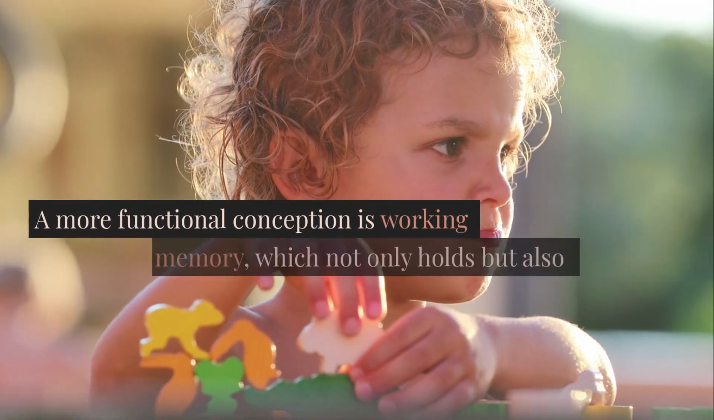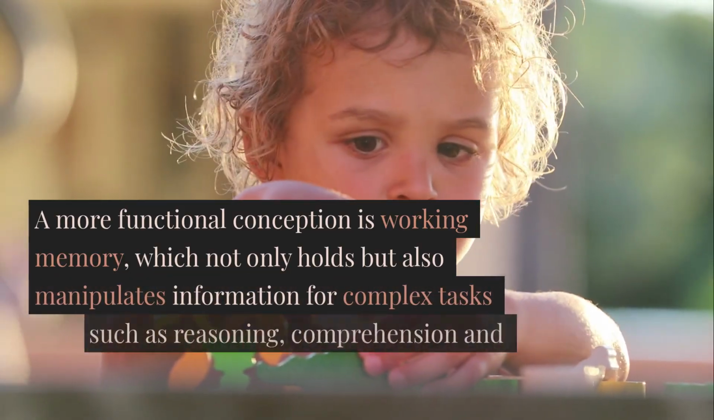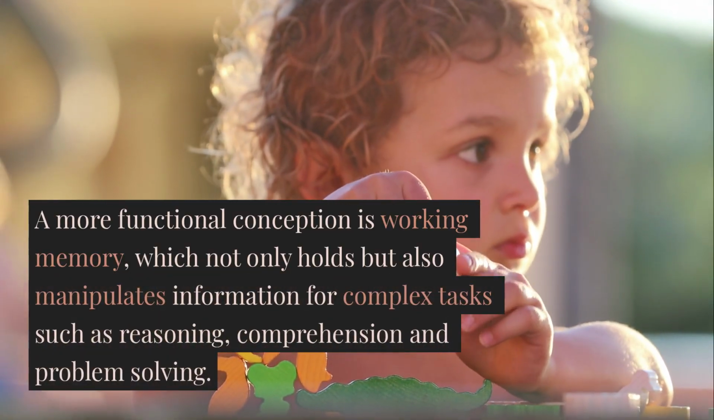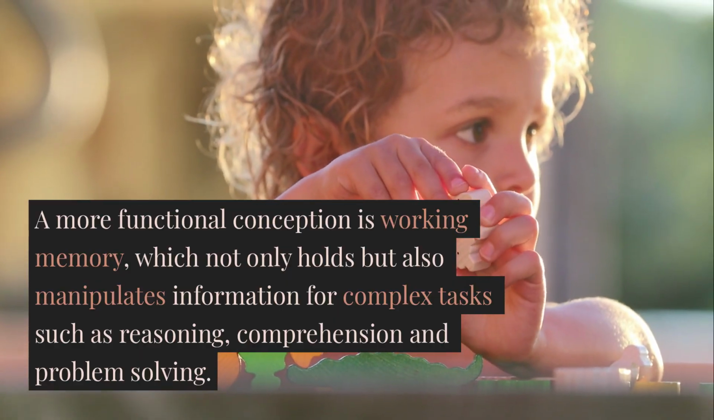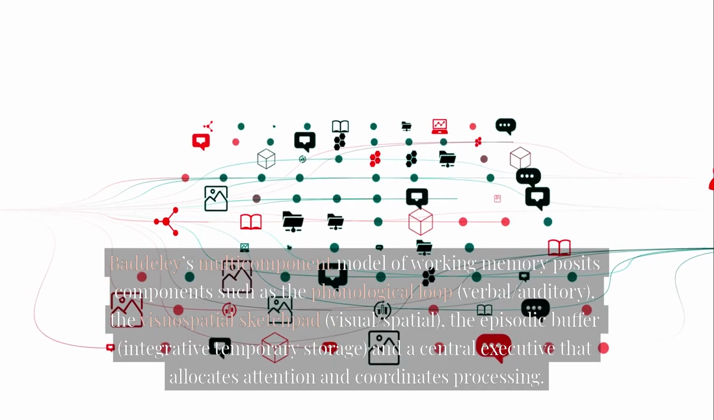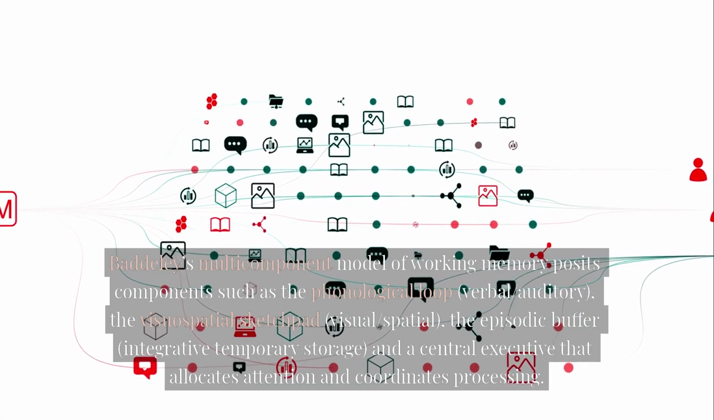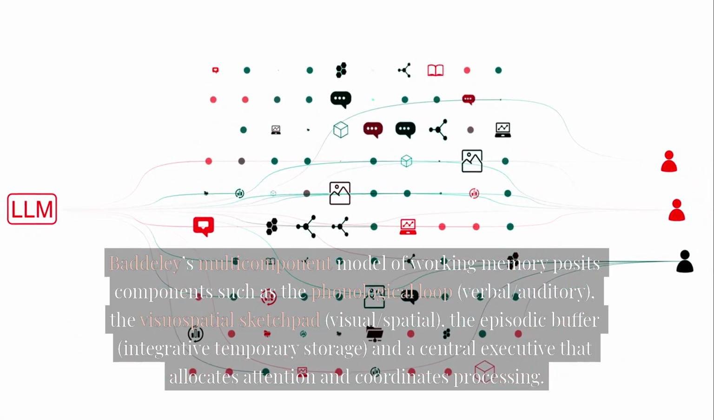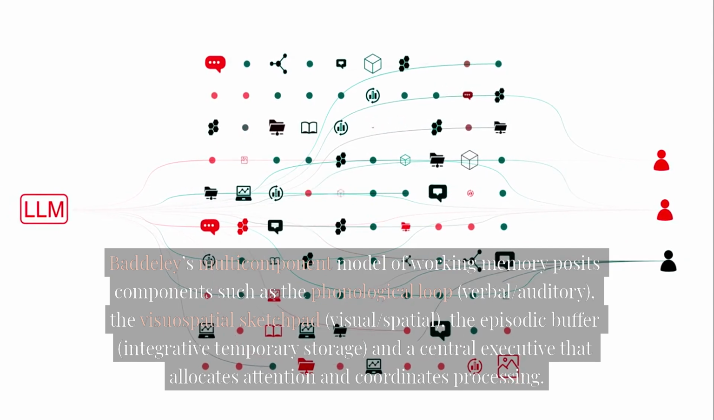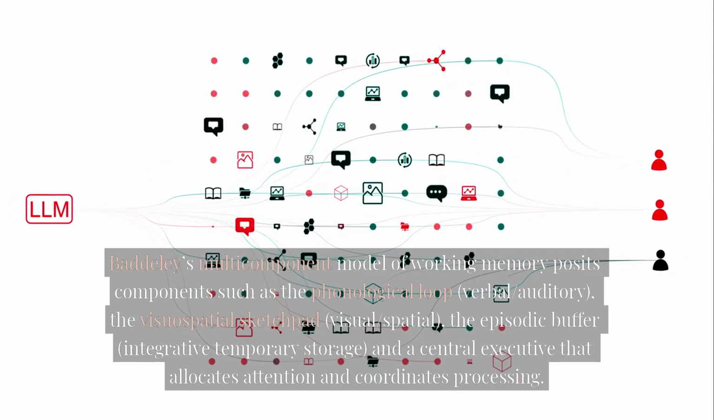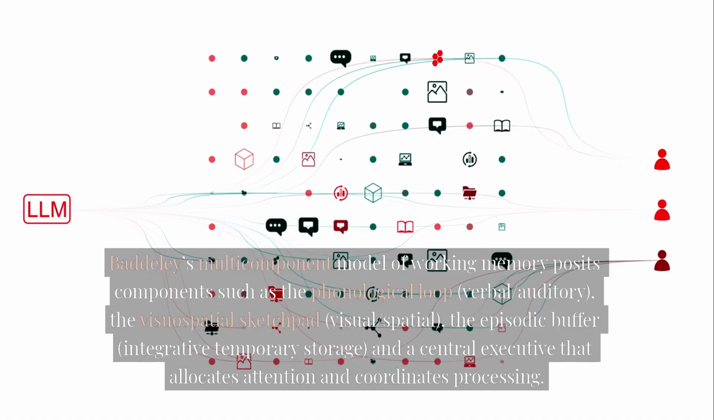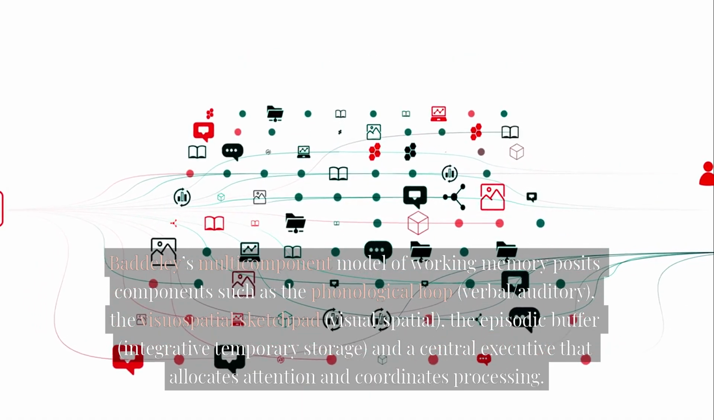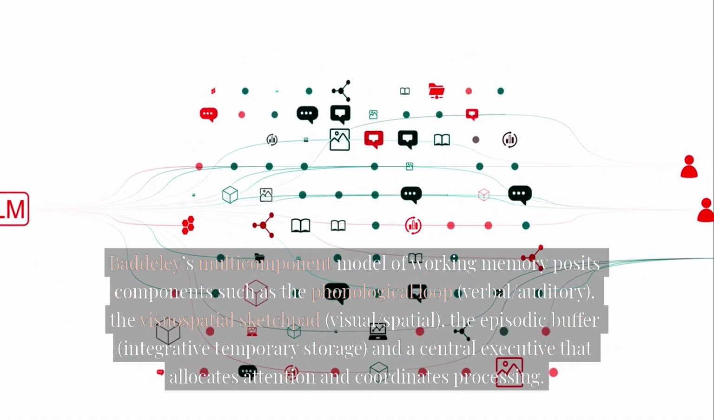A more functional conception is working memory, which not only holds but also manipulates information for complex tasks such as reasoning, comprehension and problem-solving. Baddeley's multi-component model of working memory posits components such as the phonological loop (verbal, auditory), the visual-spatial sketchpad (visual, spatial), the episodic buffer (integrative temporary storage), and a central executive that allocates attention and coordinates processing.